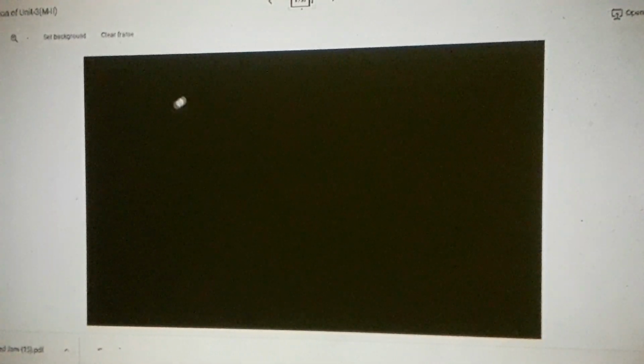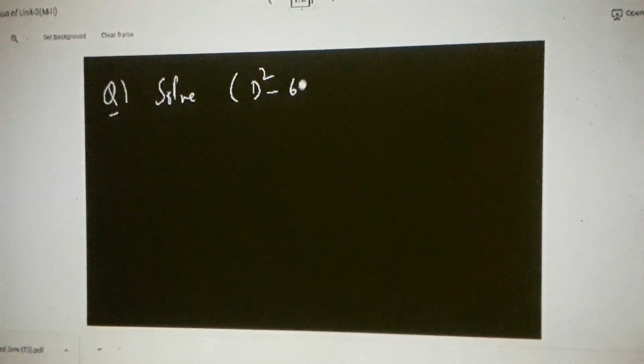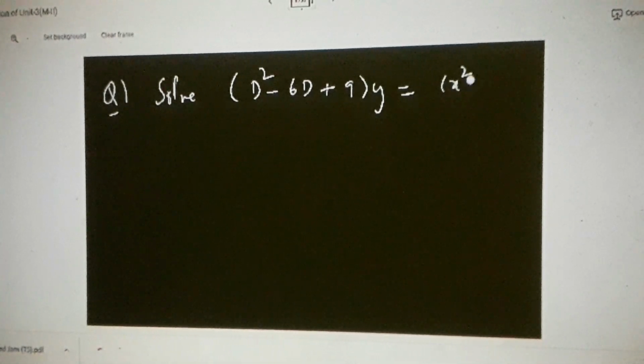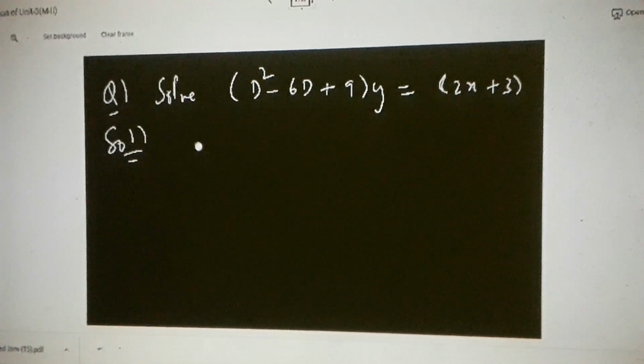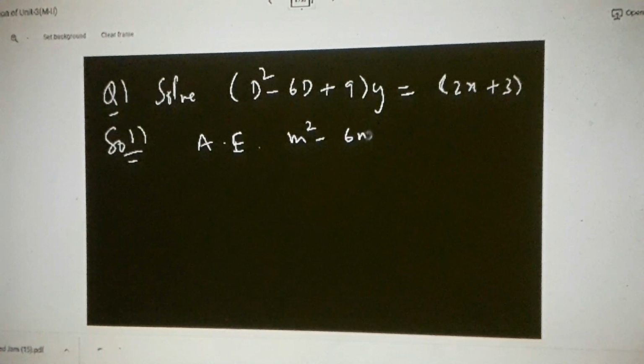Now let us talk about a case where we have a polynomial. Suppose the question comes as: solve D squared minus 6D plus 9 of y is equal to 2x plus 3. This complete expression is a polynomial of first degree. Now in the solution you will get the auxiliary equation. I am not writing all steps here to save some time. m squared minus 6m plus 9 equal to 0. So you will get two repeated roots now, real and equal.